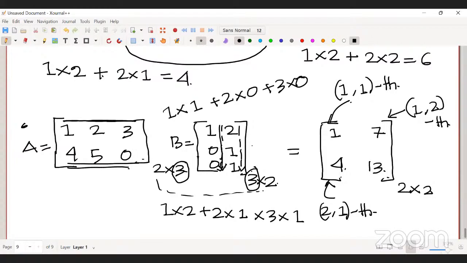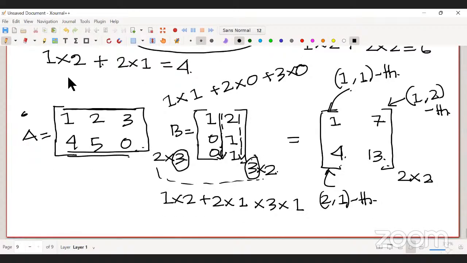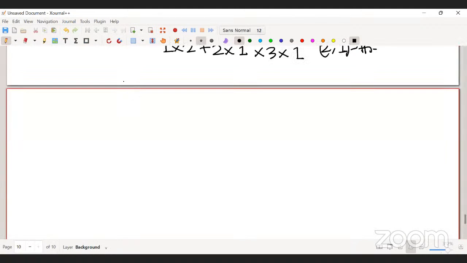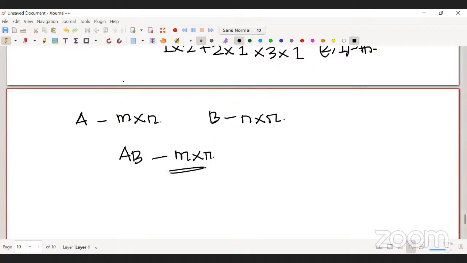So in this way, there is nothing special about this 2 cross 3 or 3 cross 2. If you have any matrices of the form M cross N and N cross R, you can always multiply. If I have a matrix of order M cross N and another matrix of order N cross R, I can always multiply these two matrices and I will get a matrix of order M cross R. So this is all about matrix multiplication.